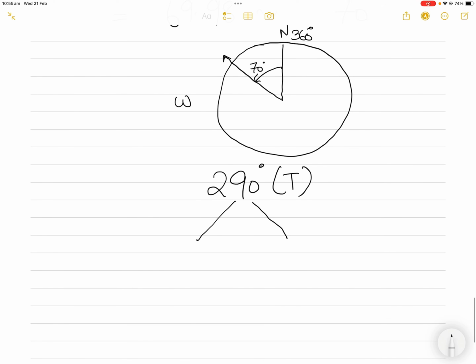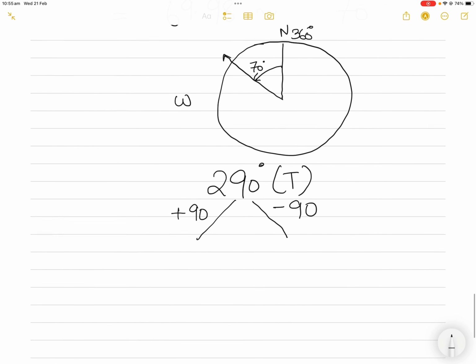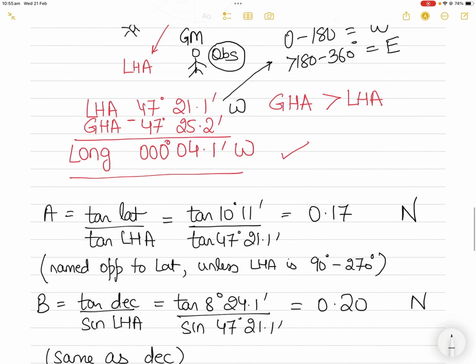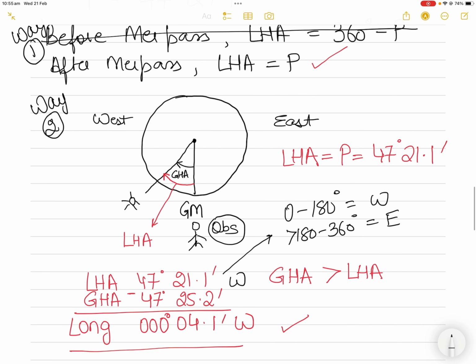Now how to find the position line? Just go plus 90 and minus 90. If you do plus 90, what do you get? 380. There cannot be a 380. So 380 minus 360 is 020. And minus 90, you get 200. So this is the direction of the position line. So the bearing is 290 and the direction of the position line is 020 to 200 degrees. And what is the position through which it will go? Longitude you have calculated already as 000 degrees 4.1 minutes west, and you use the DR latitude, of course, in this case. Right?